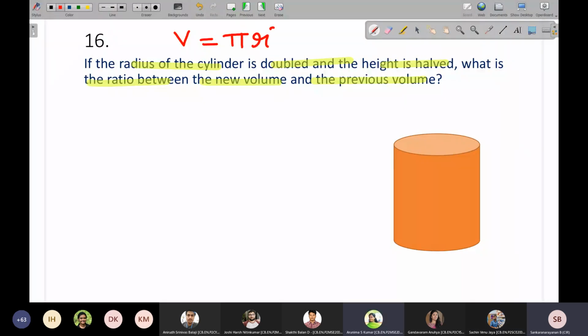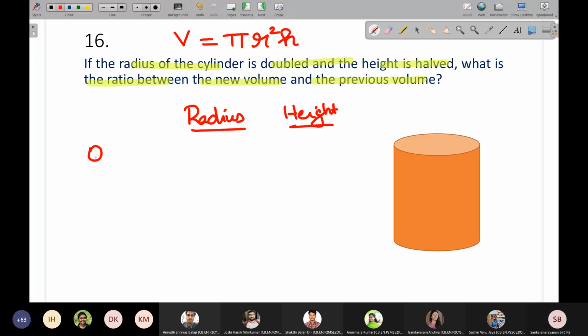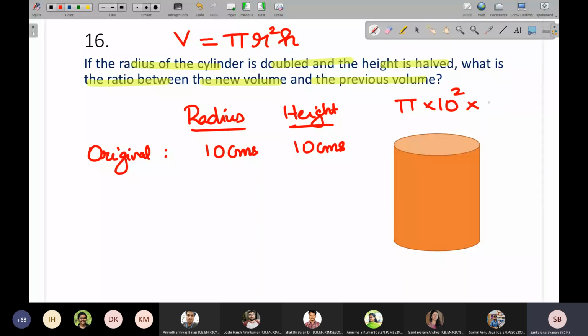Pi r square h. So what I am going to do here is consider the radius and the height as follows. Let me consider the original radius to be 10 centimeters, and the original height to be 10 centimeters. So this gives me the original volume, that is equal to pi into r square, that is 10 square, into height, that is 10. This is the original volume.